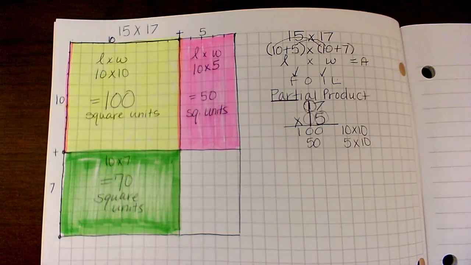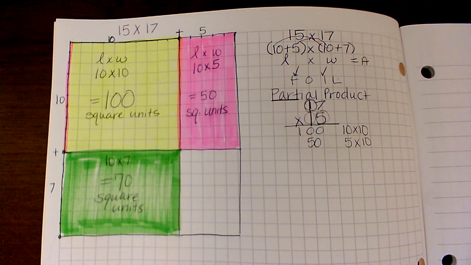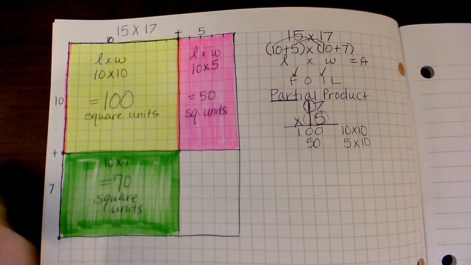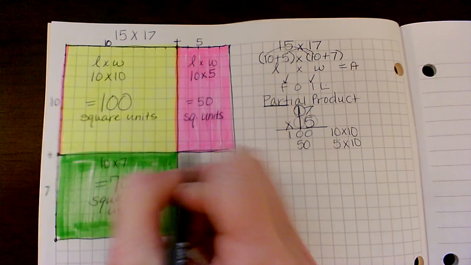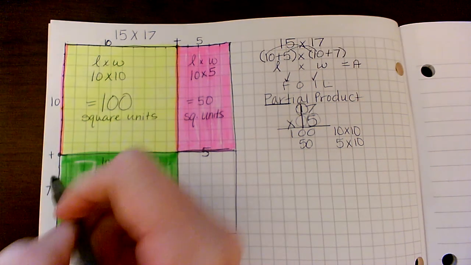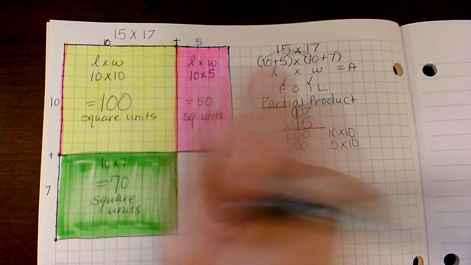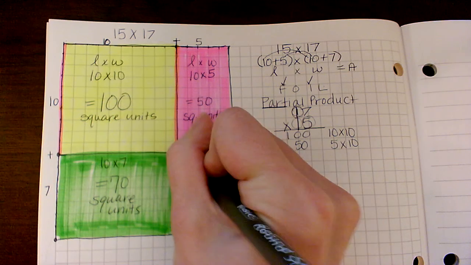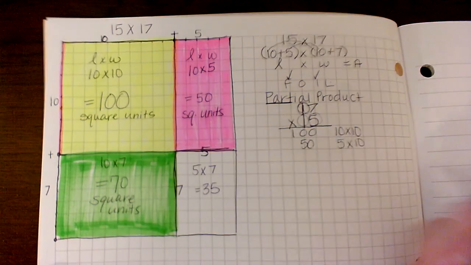And I still have one rectangle left. Now this rectangle is usually the hardest for students to figure out what the lengths should be. So this one up here is 5, which means that this right here would be 5. And then this one right here is 7, so that means that this one right here is also 7. And so this is a 5 by 7 rectangle, which is 35.